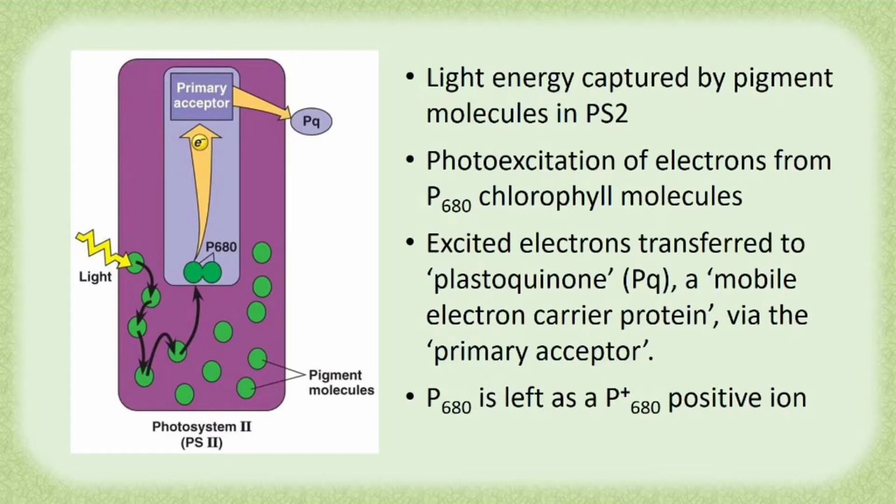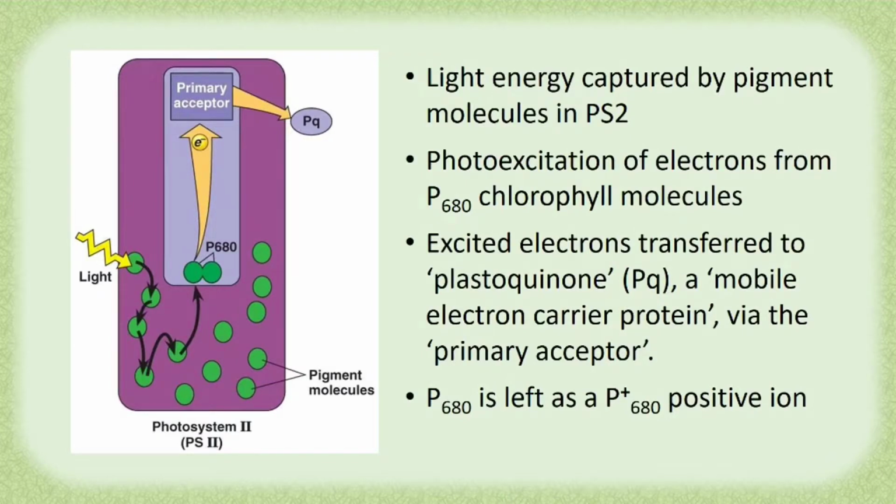P680 is changed by this. Actually, it loses 2 electrons this way, and if you lose electrons, you become a positive ion. So the result of having lost electrons is that the P680 is now a positive ion.